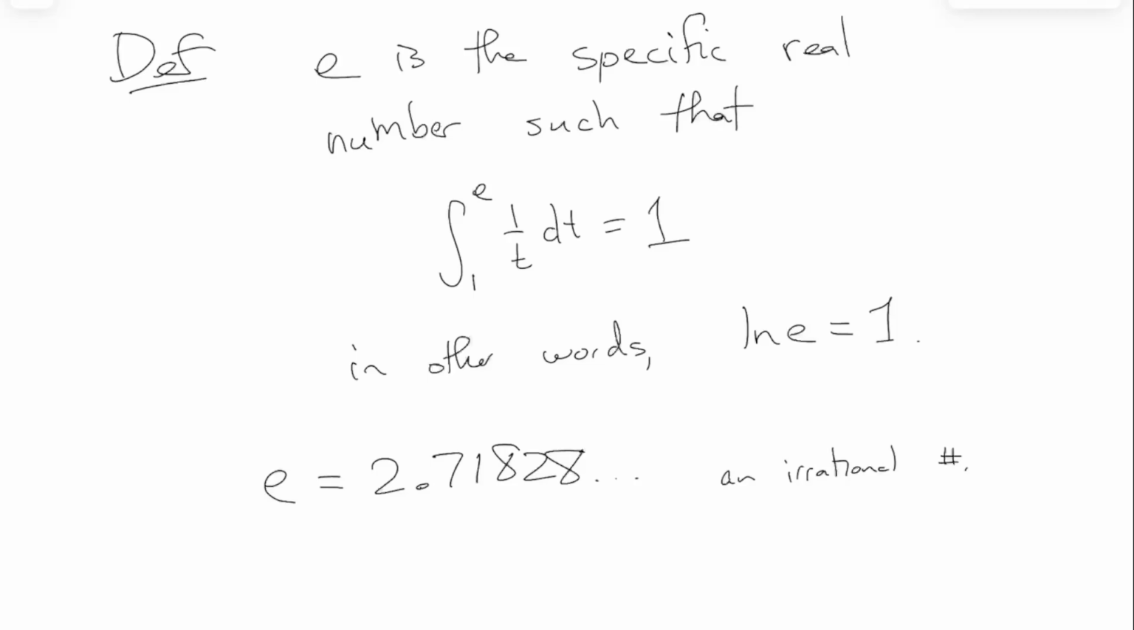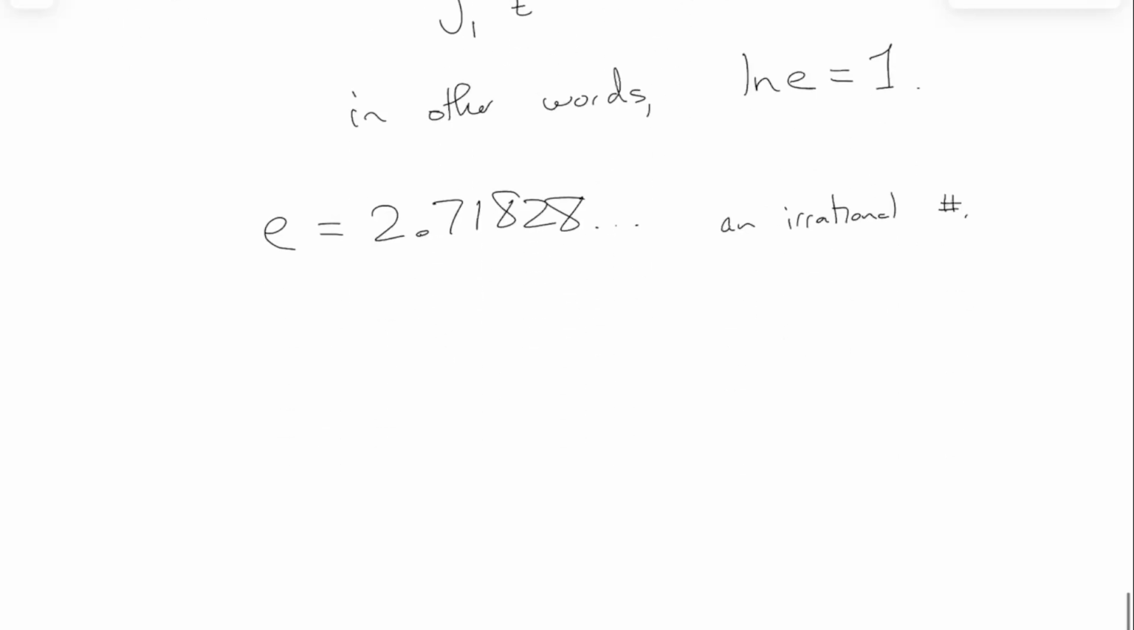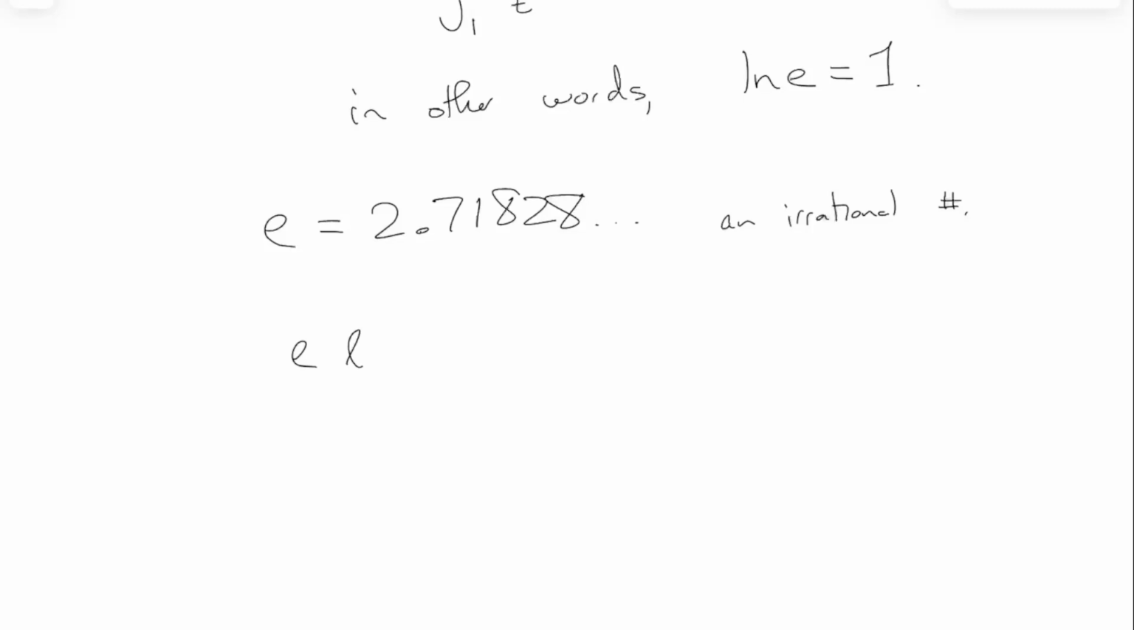E is an irrational number. You want to hear a fun fact? This is a true fact. E and pi, of course, are both irrational. Everybody knows that. Anybody ever thought about this? E plus pi, is that irrational or rational?